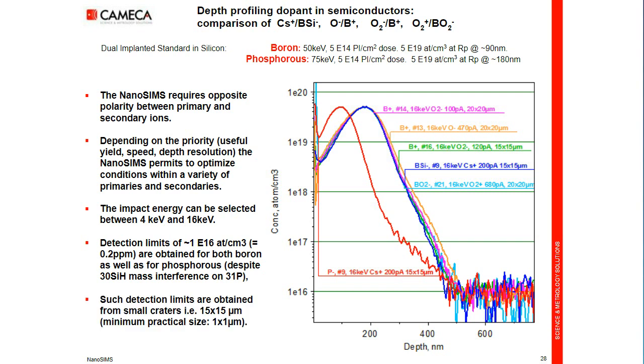So the key point of these profiles is that they are recorded from a small area, here a 15 by 15 micron crater, but it can be reduced down to, let's say, 1 square micron at minimum, not much below.